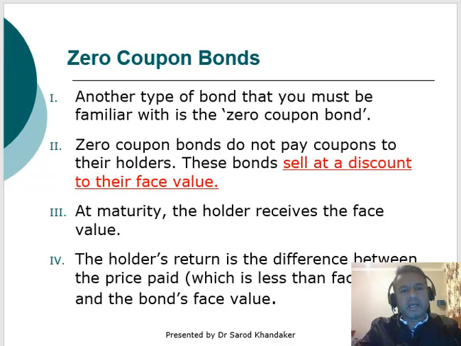Another type of bond that you must be familiar with is called the zero coupon bond. Zero coupon bonds do not pay coupons to their holders. The bond sells at a discount to its face value. So the calculation of the zero coupon bond is very similar to a discount rate security. Because a zero coupon bond does not pay any coupon payment, it sells at a discount. The holder's return is the difference between the price paid, which is less than the face value, and the bond face value.